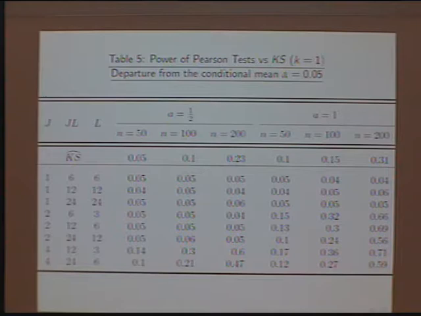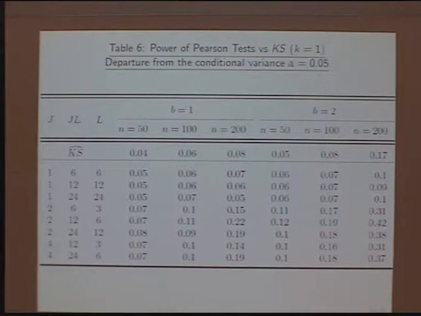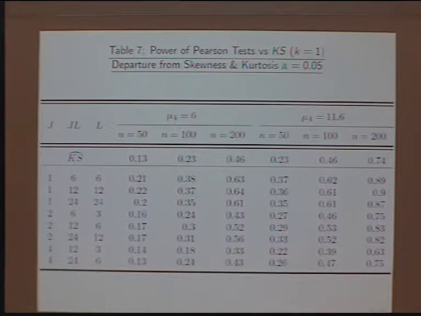But when we use a reasonable number of cells, the power is better than the Kolmogorov-Smirnov for all sample sizes. We have something similar for departures from the conditional variance, and also something similar for departures from the skewness and kurtosis coefficient. And this is my contribution today. Thank you very much.